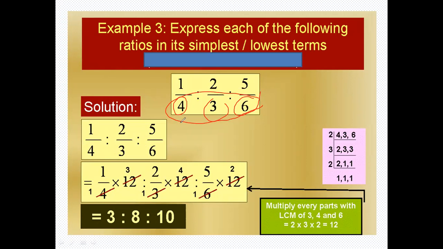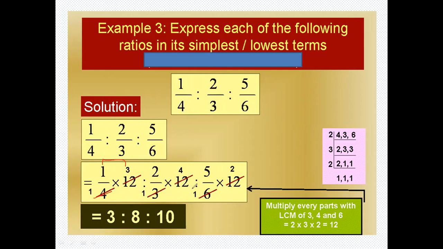Okay, so the LCM of 4, 3, and 6 is 12. Therefore, we multiply 1/4 times 12, 2/3 times 12, 5/6 times 12. Okay? So 1/4 times 12, the 4 is cancelled out. We have here 1 times 3.